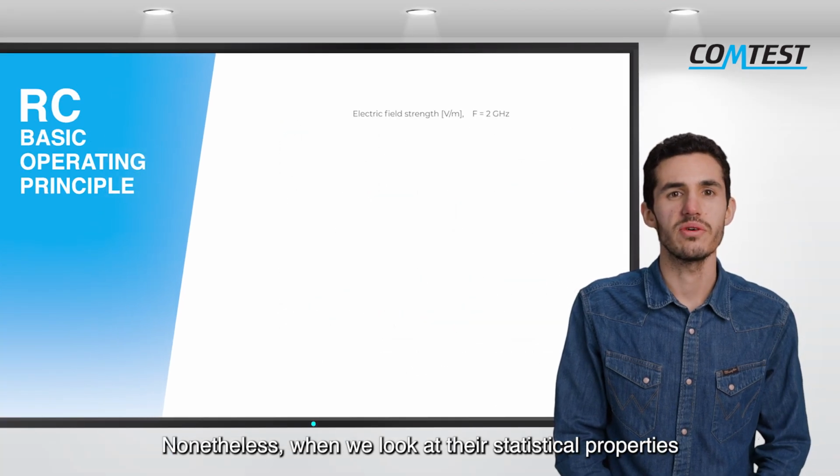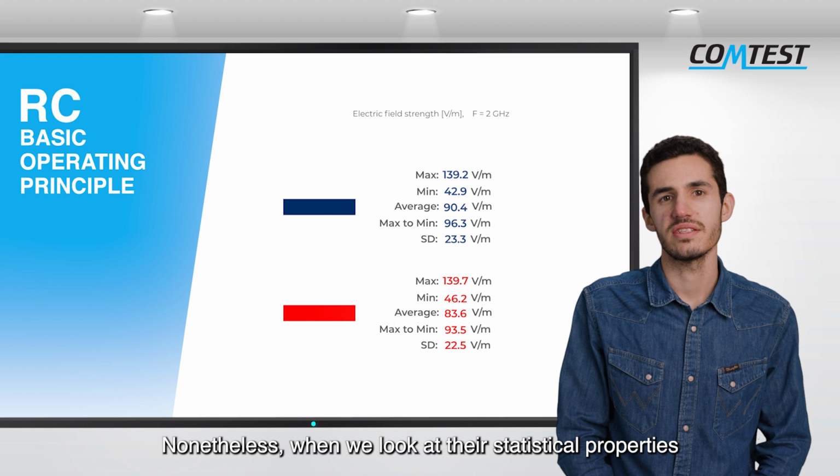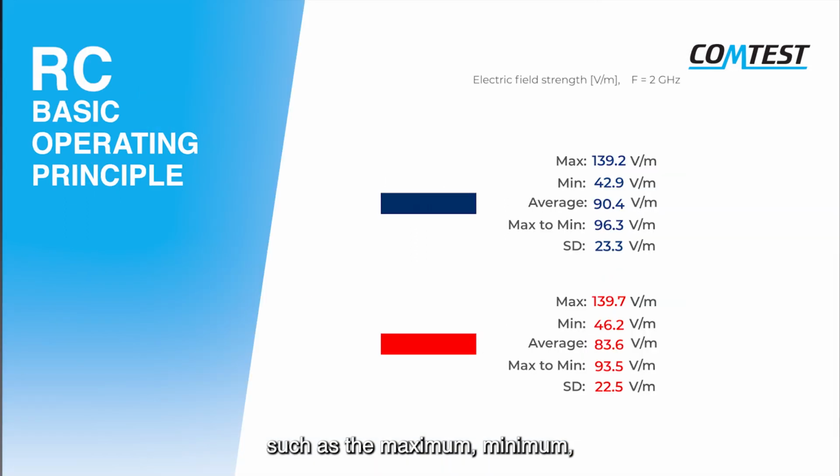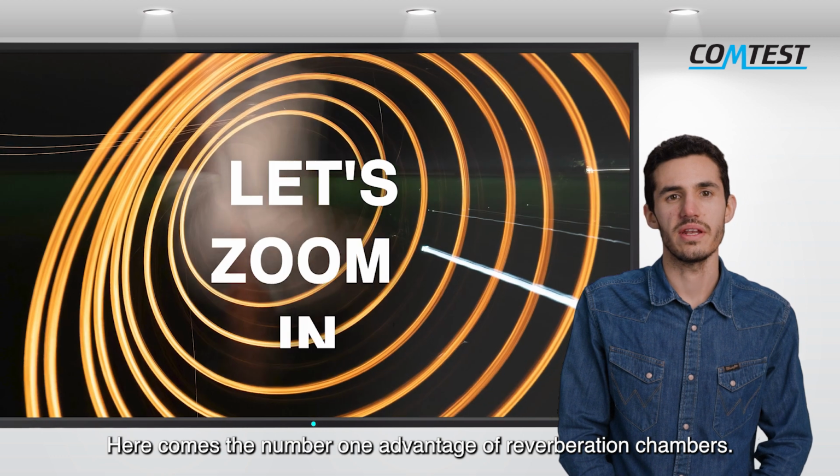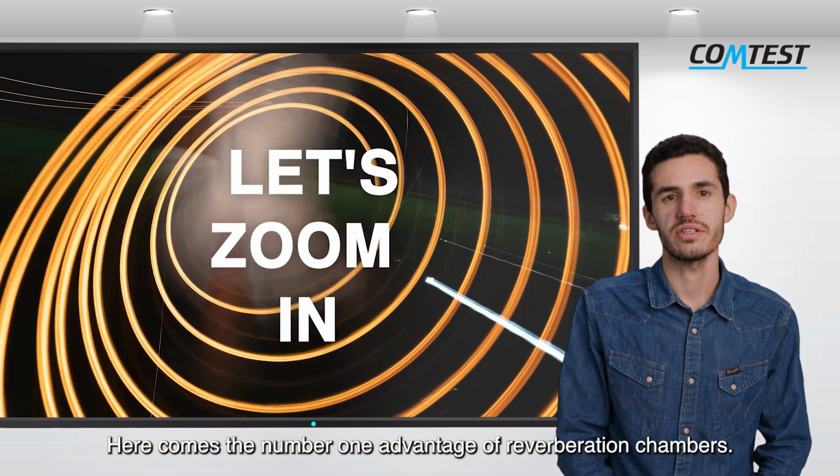Nonetheless, when we look at their statistical properties, such as the maximum, minimum, average value, and standard deviation, we will find out that they are almost identical. Here comes the number one advantage of reverberation chambers.